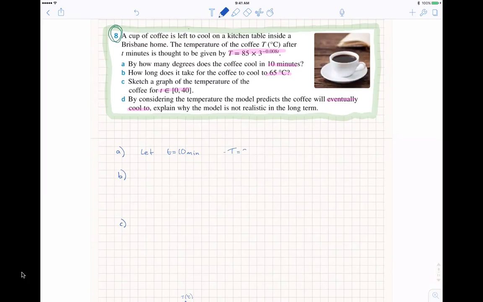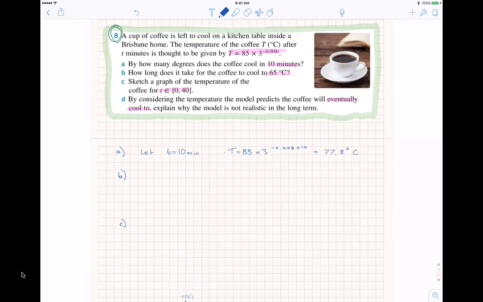Substituting that into the formula given. Evaluating that on a CAS, we get that that's 77.8 degrees Celsius. Now, unfortunately, I think the wrong answer was given in the book. I think they just said something like 7 degrees or something. I think there's a bit of a typo there.